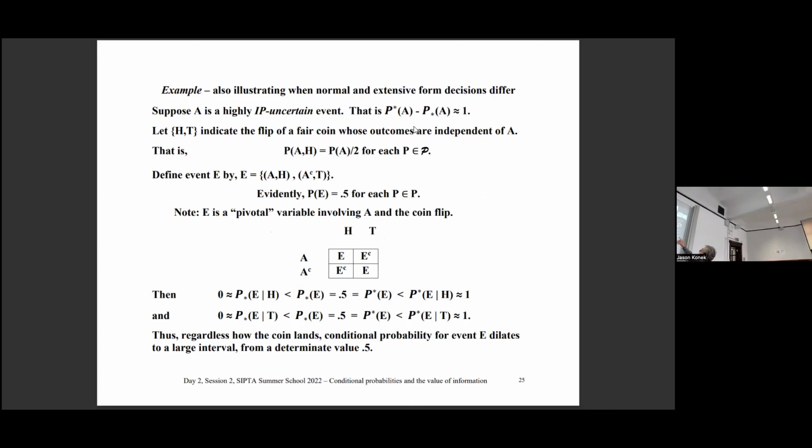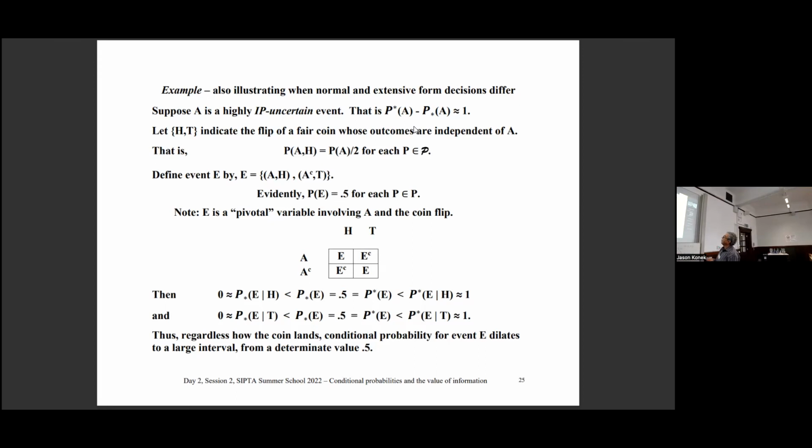So here's a simple example. Suppose A is a sufficiently uncertain event. Its lower probability is near 0, its higher probability is near 1, just as a toy example. So A, I'm highly uncertain of in an Ellsberg sense. Let H, T be the outcome of a flip of a fair coin that I take to be independent. So this is the coin I would use for randomizing mixing strategies.